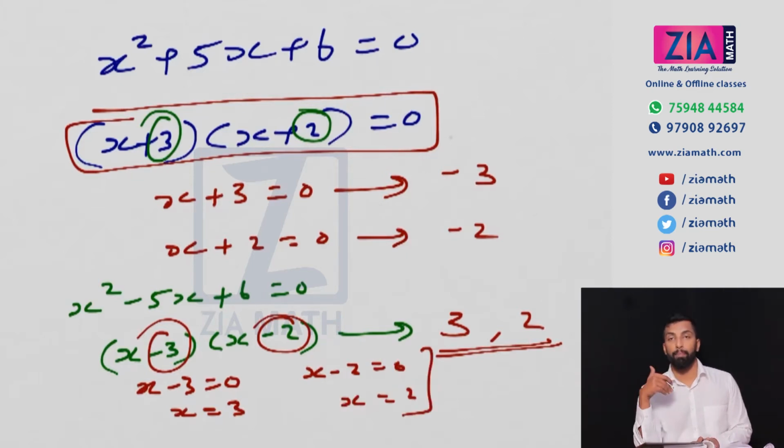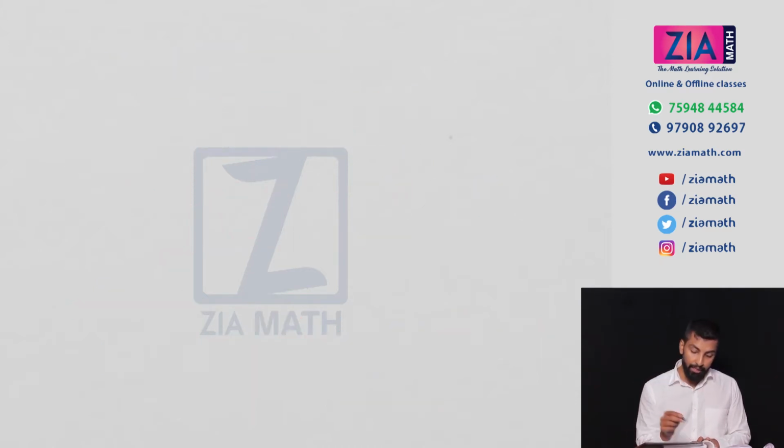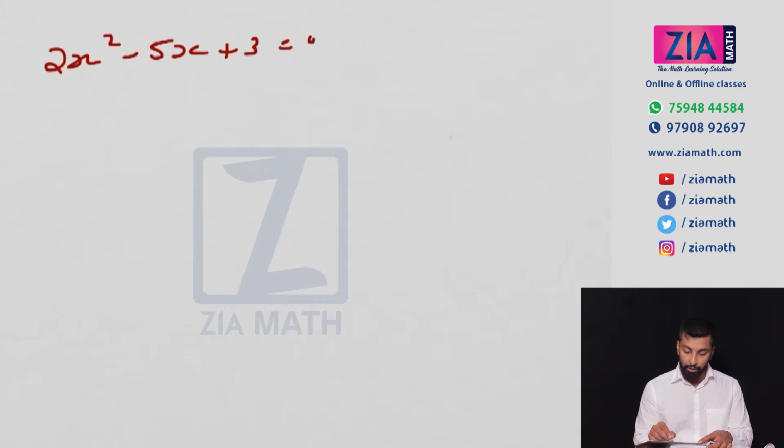You all know this completely because we already discussed this in your 9th standard and earlier also, right? So I am assuming you know this, but still we will be discussing it a little more. So what we are going to use is the splitting the middle term method. I'll go for a quick recap of how you split the middle term. Now let's take this question. You need to find the roots of 2x square minus 5x plus 3 equal to 0.